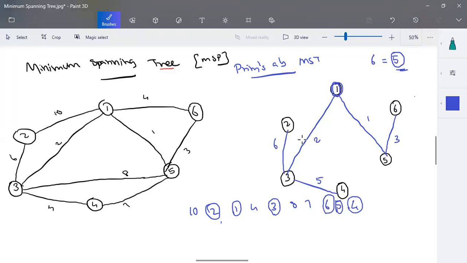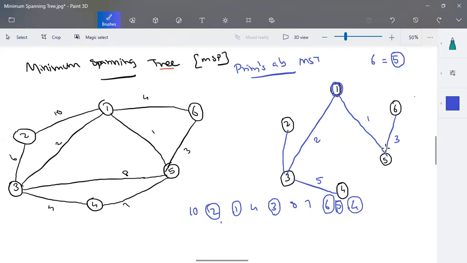And what is the cost of the spanning tree? 6 plus 2 plus 5 plus 1 plus 3. So that is the cost of this spanning tree. So this is how Prim's algorithm works. It goes on a tree structure. Start from one node. It is going to find all the linked nodes with the minimal cost, and we are going to include it if it does not form a cycle.